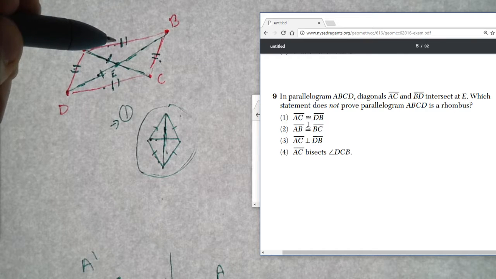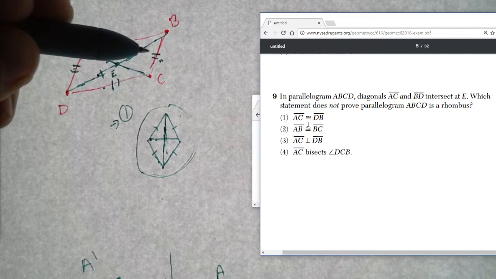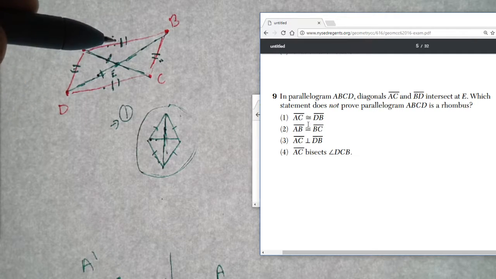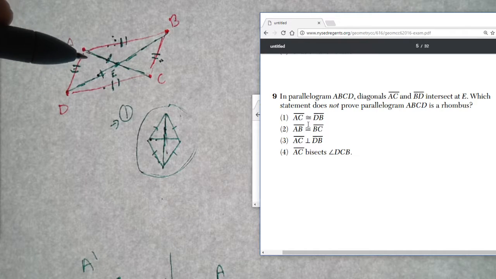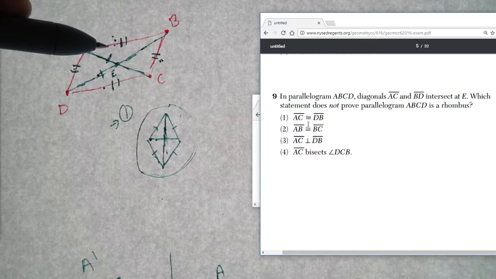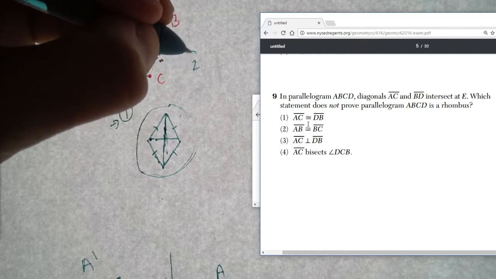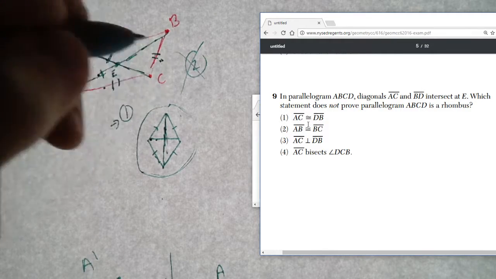So if I said that AB was equal to BC, these two adjacent sides are equal, well, that means all of the sides are equal. That means that it's a rhombus. So number 2 does prove it's a rhombus. That can't be my answer.